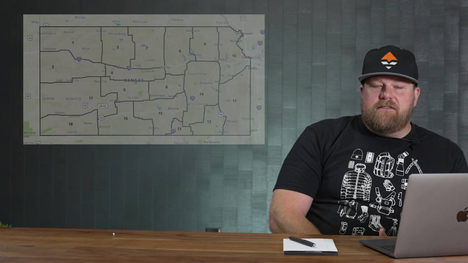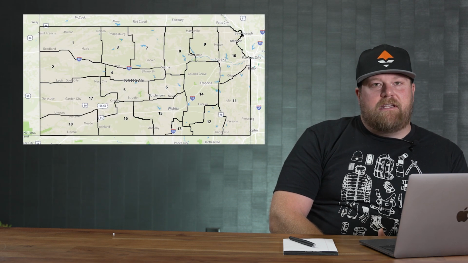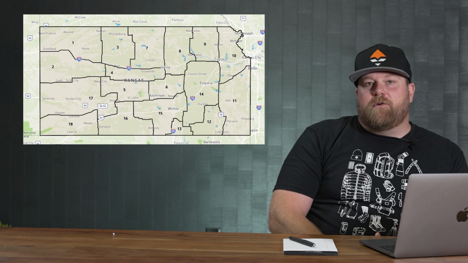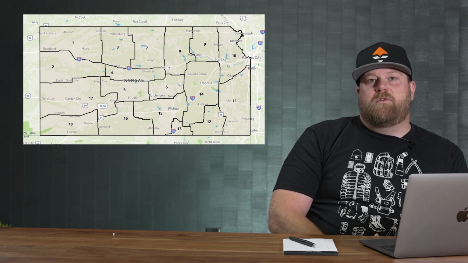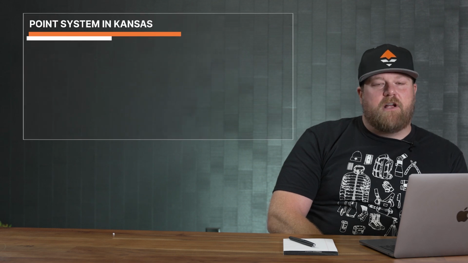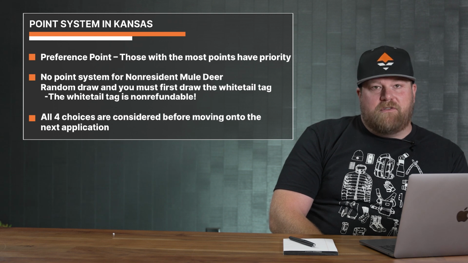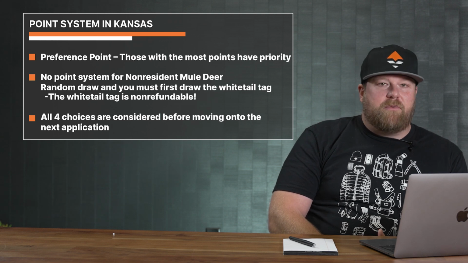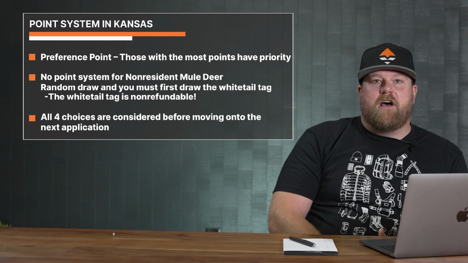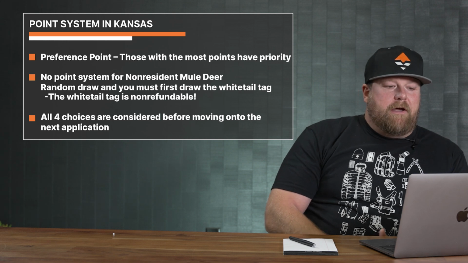Jumping into Kansas, a lot of the questions we get about Kansas are, how does the draw work? Do they preference, do they bonus points? So to jump right in, they are a preference point state. For non-residents, you can apply for deer, and we're mainly talking about deer. So whitetail deer, mule deer, they do have some antelope opportunity and some elk opportunity. We're not going to talk about that much.